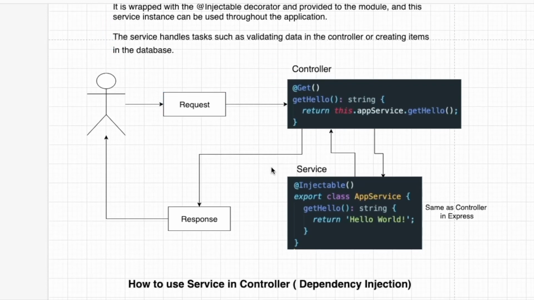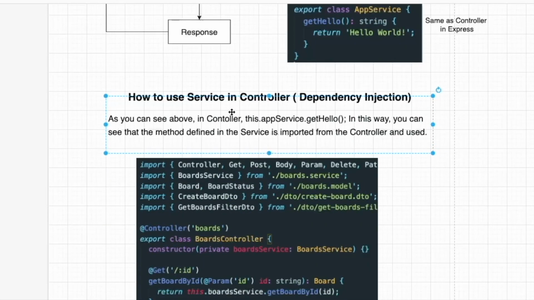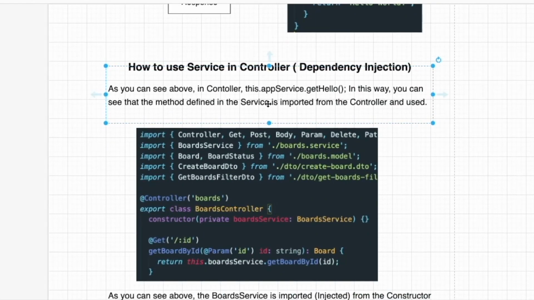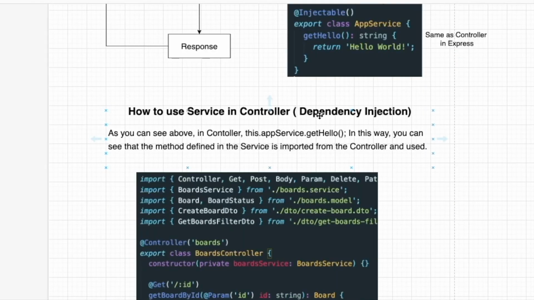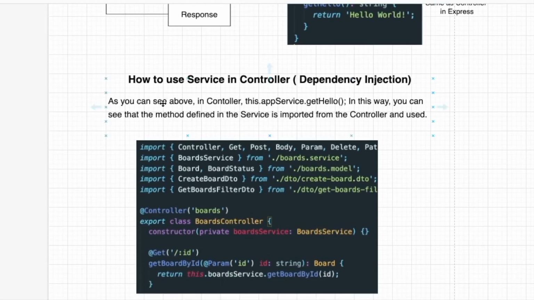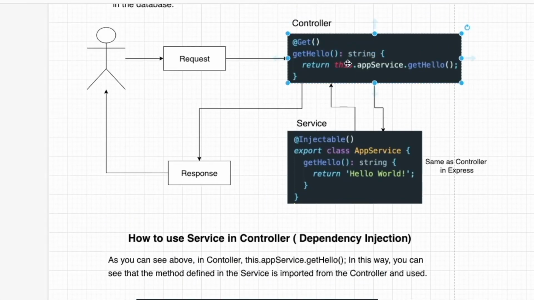So here we can see this service. We want to use this service inside the controller, so we actually need to inject this service into the controller. But there is also a way of how to inject a service into a controller. That's what we are going to study later. So how do we use the service in the controller? Without doing anything, we cannot use the service inside the controller automatically. We actually need to do dependency injection. As you can see above in the controller, this app service get hello.